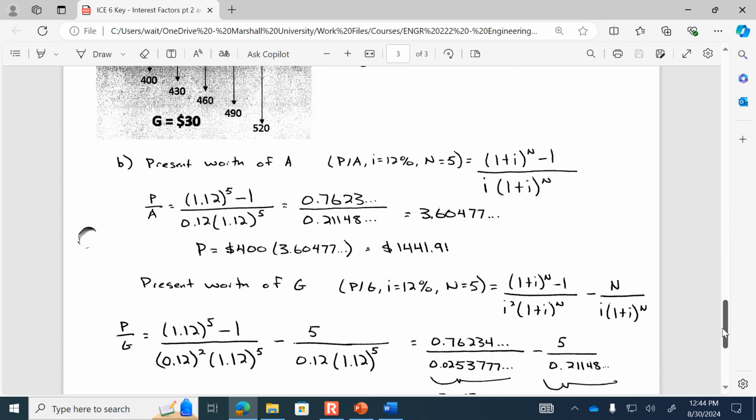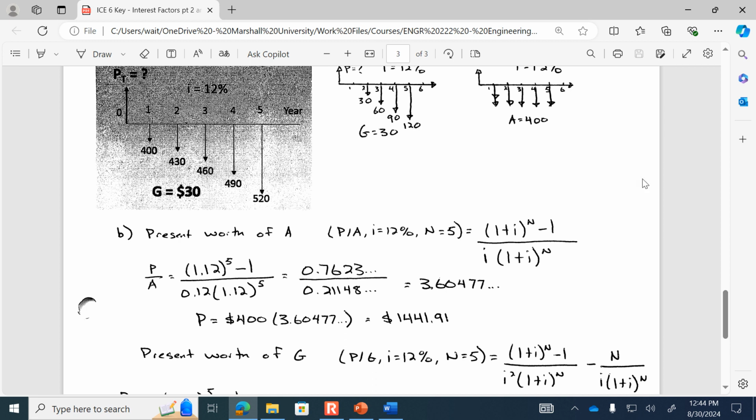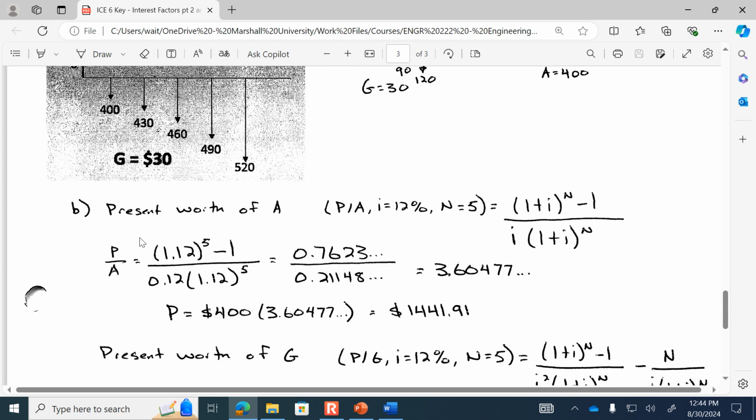Here's that, where I'm just finding P given A with the equation method. So showing the formula, showing the substitutions, the intermediate calculations, and then the final factor that is determined. So $14.41 and 91 cents is the present value of the annual series. And so that was the regular $400 outflow every year for 5 years.